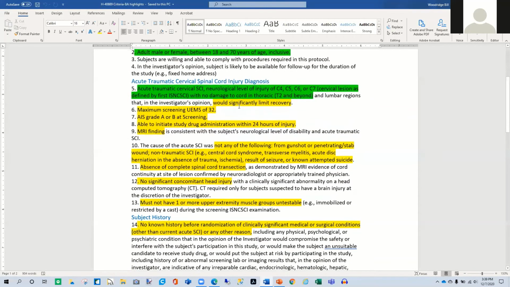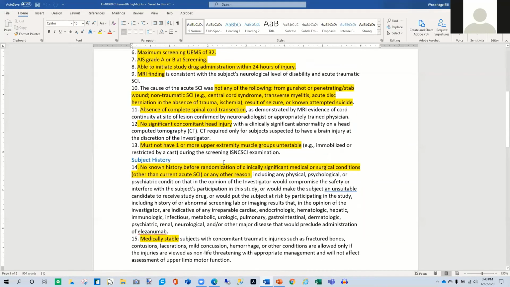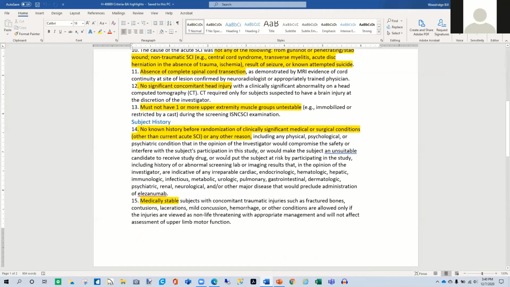And then they're interested in a whole bunch of other stuff that's pretty subtle, like a screening number, a grading system, MRI results. These are things in yellow that we wouldn't be able to clearly come out with, like no significant concomitant head injury. That's probably in the notes of the emergency room visit, but it's not going to be accessible through TriNetX. And then upper extremity muscle groups untested. So this is an exclusion criteria, that they're in a cast or they're in a wheelchair or they've had a previous injury or something like that. Those are things that you wouldn't know.